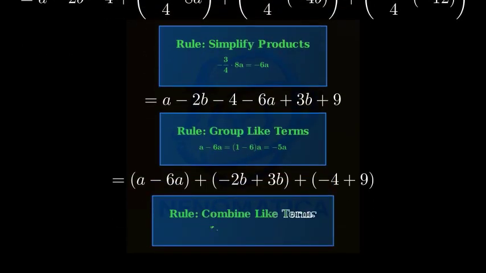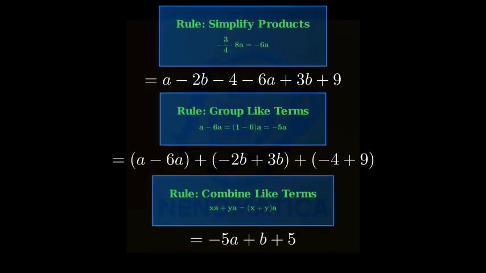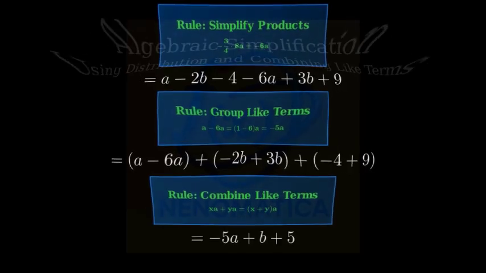a minus 6a equals negative 5a. Negative 2b plus 3b equals positive b. Negative 4 plus 9 equals positive 5. So our final simplified expression is negative 5a plus b plus 5.